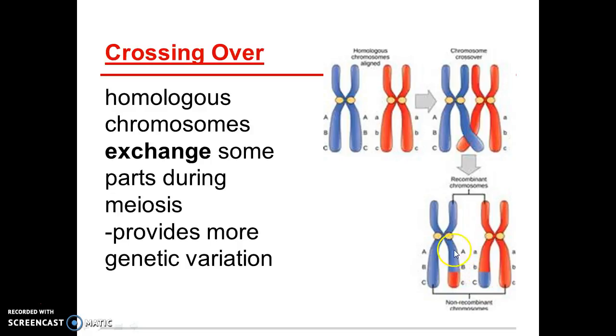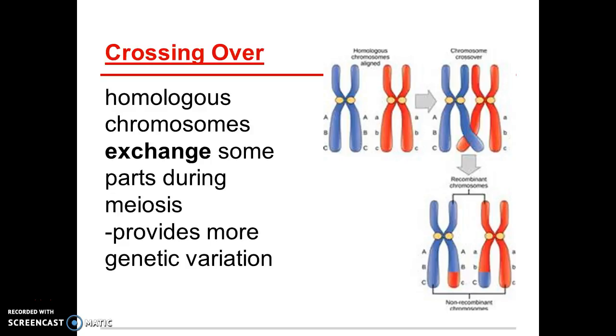They cross over, and so you end up with a little bit of mom's DNA on dad's chromosome, right? And you end up with a little bit of dad's DNA on mom's chromosome. So what this does, guys, is it shakes it up a little bit. It provides more genetic variation for the next generation. Remember, we're making sex cells. This is going to be what builds the next generation.